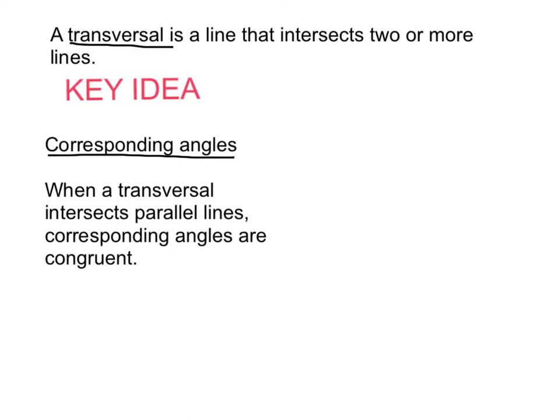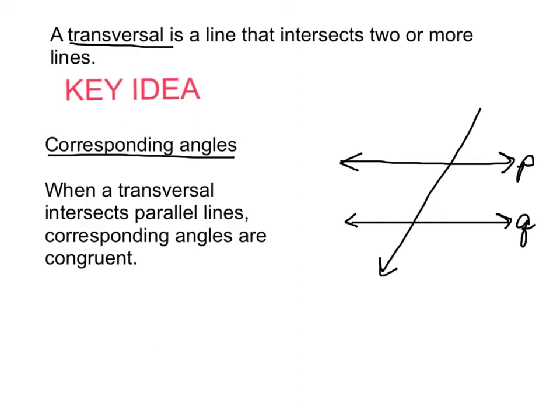So let's first draw 2 parallel lines. Remember, these are lines that are never going to intersect. And we're going to label this one line P and this one line Q. Those are parallel lines. Now this line that I'm drawing intersects both of those lines, and that is called your transversal. We are going to call that line T.